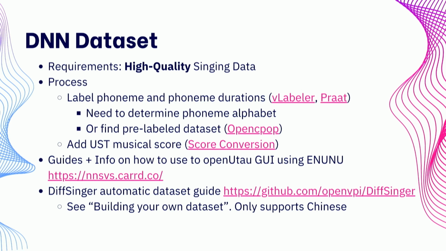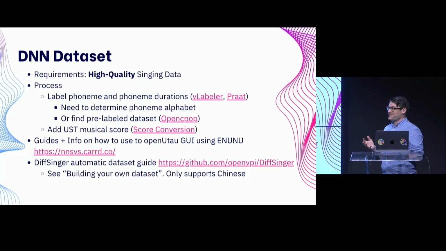There's also potentially a way to do this automatically, because you might be thinking this sounds really tedious. Labeling all these phonemes might take forever, and it really can. There is a link here, and I'll talk more about this process in a minute, but it's potentially possible to do some of this process automatically. This link will only do it for Chinese, but it could be adapted to other languages.